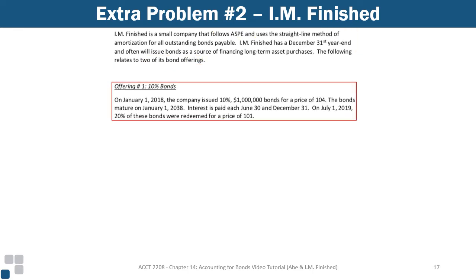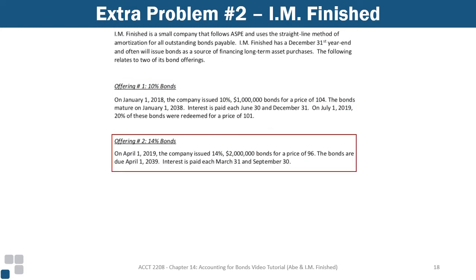So the first bond offering is 10% bonds on January 1st, 2018. 10% $1 million bonds at a price of 104, and they mature on January 1st, 2038. Interest is paid each June 30th and December 31st. And on July 1st, 20% of those bonds were redeemed for a price of 101.